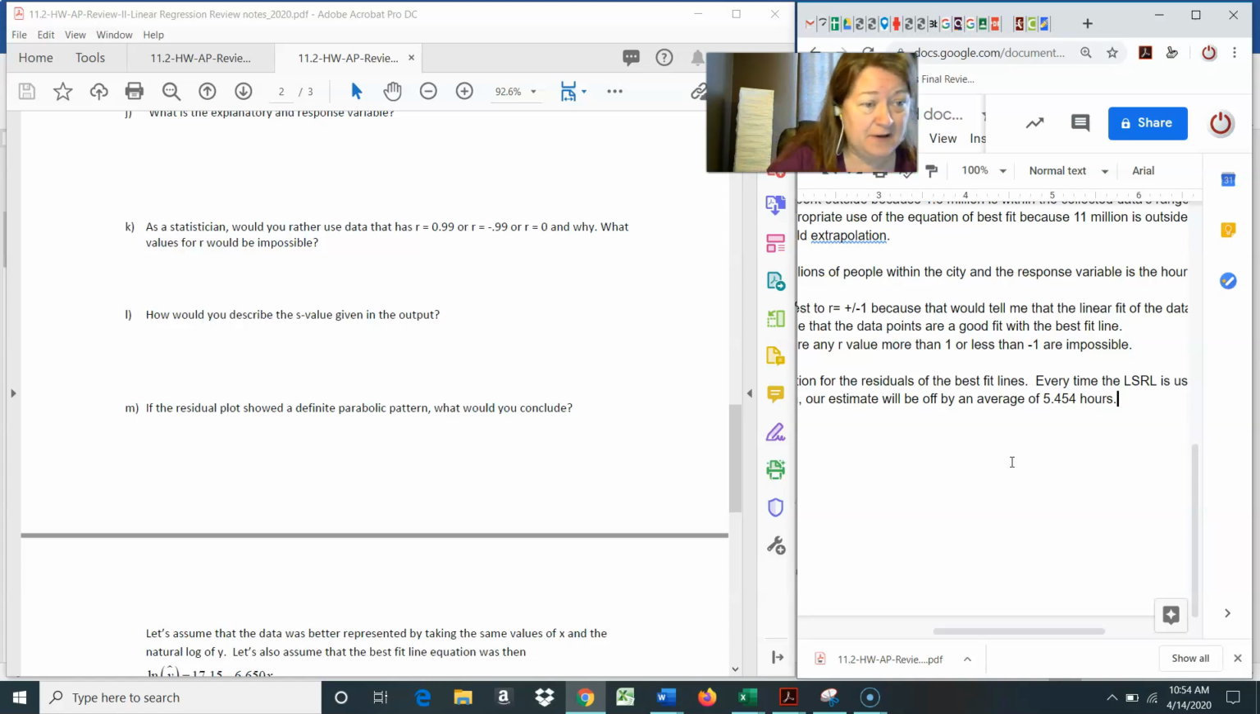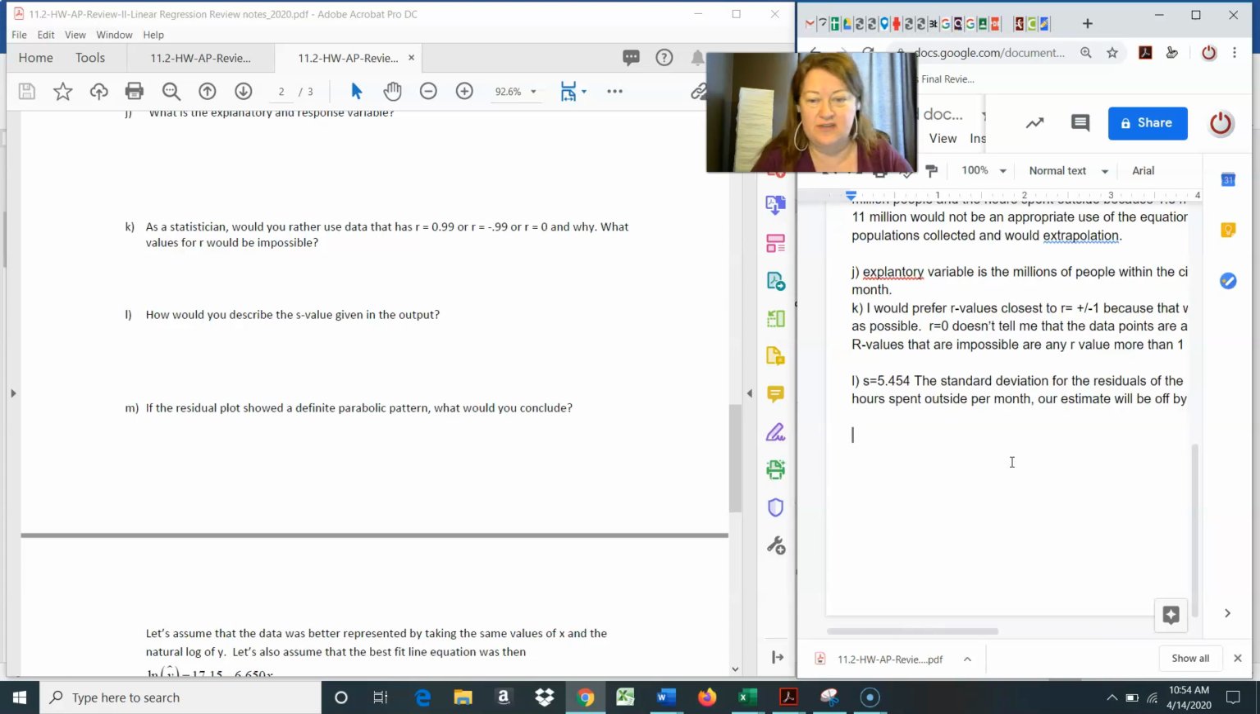All right, so let's keep going. Okay, now I wrote down every possible question I could think of, so these are kind of getting long. All right, let's go on to M. It says if the residual plot showed a definite parabolic pattern, what would you conclude? So remember, residuals that show patterns tell us that the original dots were probably not best represented by a least squares line. Okay, so the best fit line is probably not the best thing.